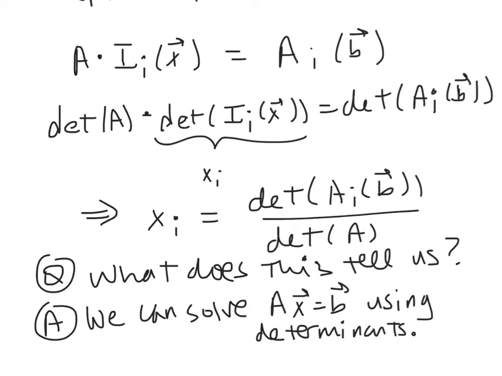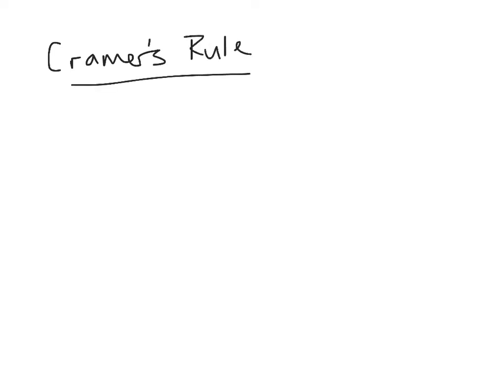So instead of inverting the matrix, we can actually just use determinants. And that's a really interesting property of determinants that you might not have guessed. This property, or theorem, is called Cramer's rule. And I'm going to write that now. So Cramer's rule tells us exactly what you just copied down.